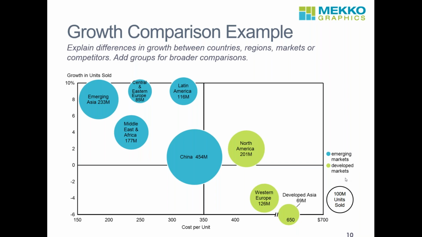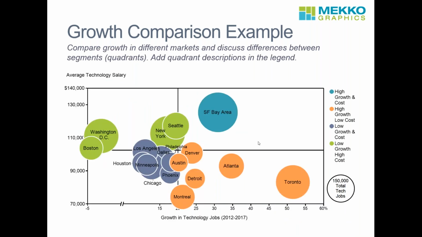It's always a nice tip in the bubble charts to use color as an extra dimension in the chart, and also to use the quadrant lines to help divide up the chart. So again, I'm using color and quadrant lines in this growth comparison chart, where growth is on my x-axis, factor affecting growth, which is technology salary, on my y-axis, and the size of the bubble is the size of the market. In this case, the number of tech jobs in each of these cities.